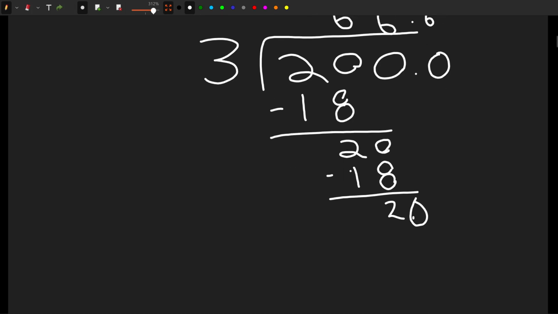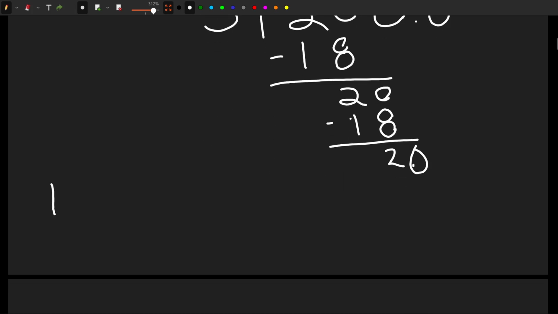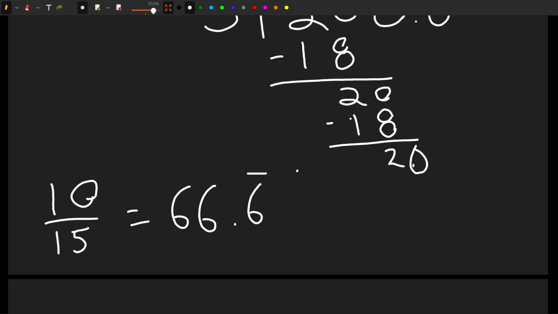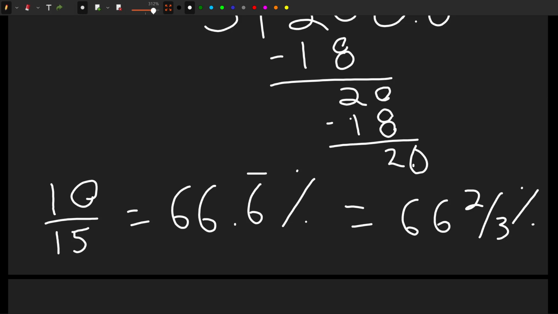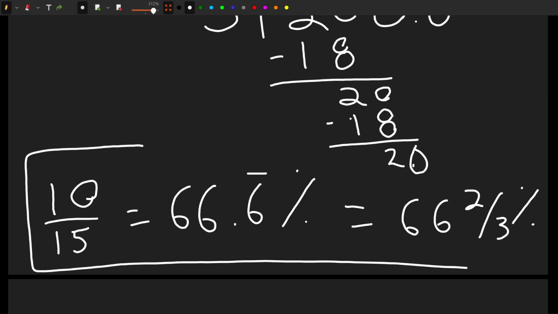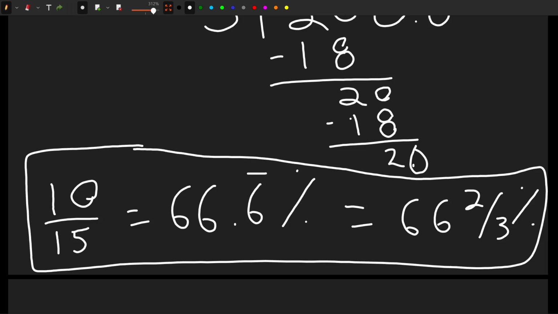And our answer in this case is that 10 over 15 can be 66.6 repeating percent. You can also think of it as 66 and 2/3. If you want to think about it this way, 66 and 2/3 of a percent. Both of these are correct. Alright, we're going to move on to the next problem.